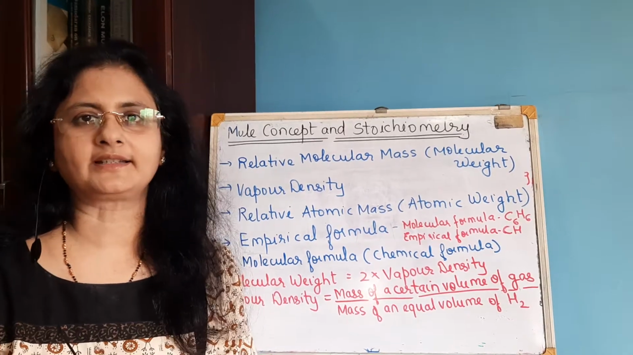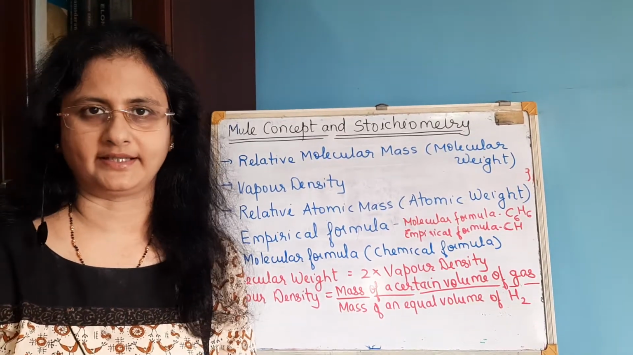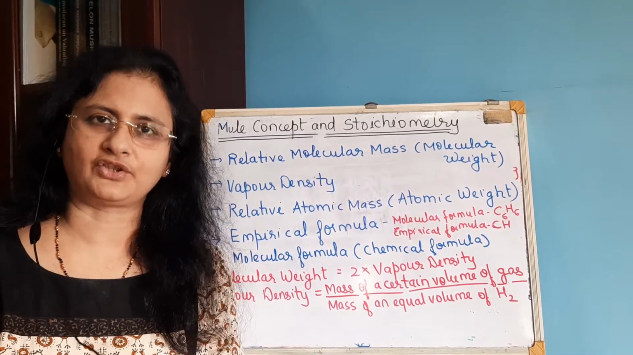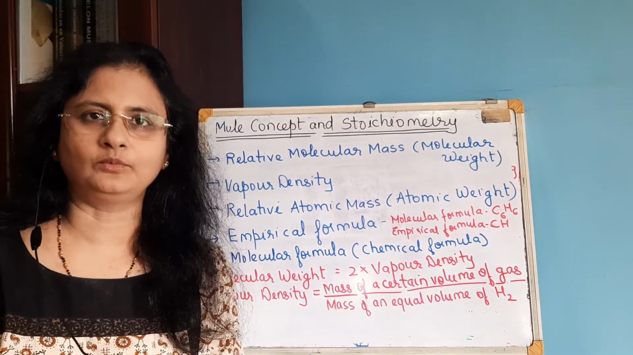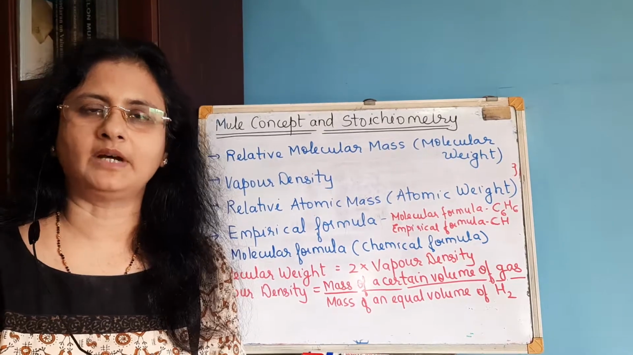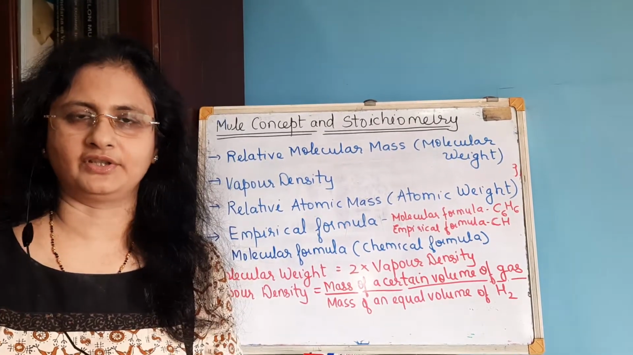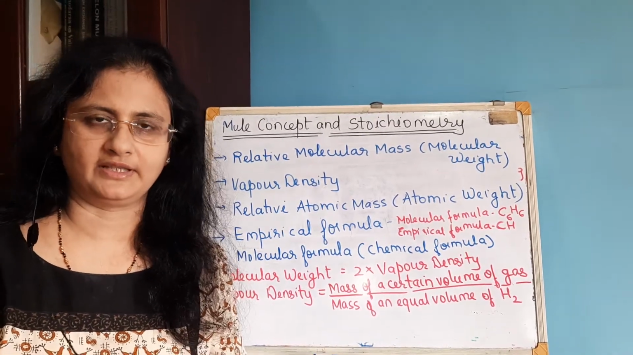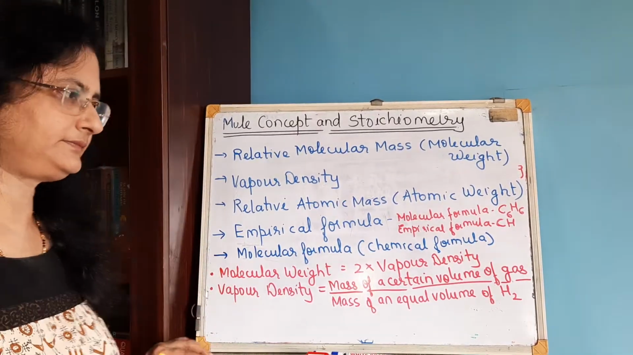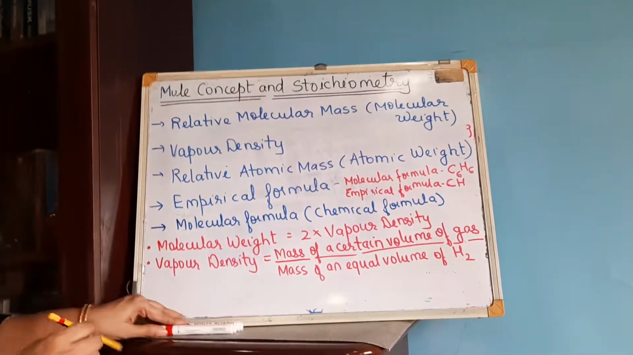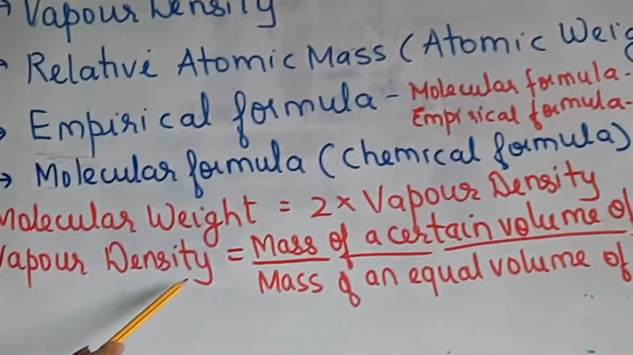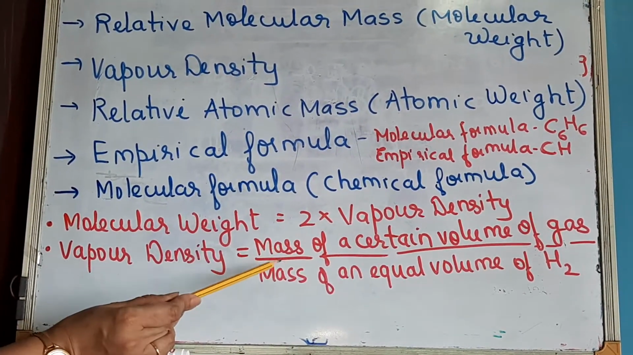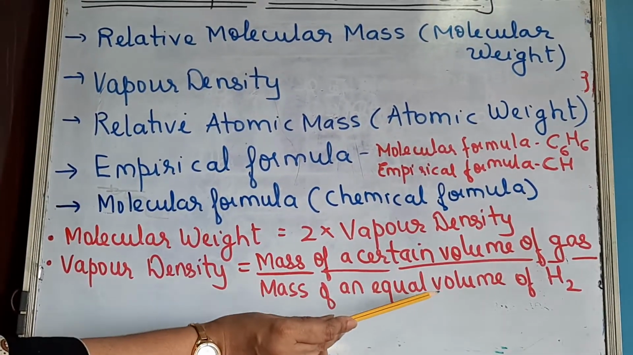Then you have to understand the concept of vapor density. Now what is vapor density? Vapor density is defined as the ratio of mass of a certain volume of a gas upon mass of an equal volume of hydrogen. So this vapor density is always in comparison with hydrogen. Now as you can see here, just have a look here. Vapor density is mass of a certain volume of a gas upon mass of an equal volume of hydrogen.